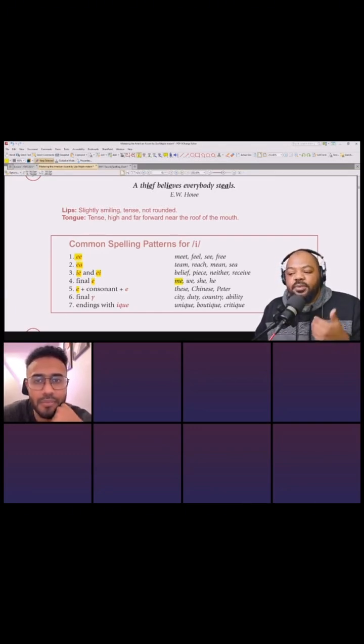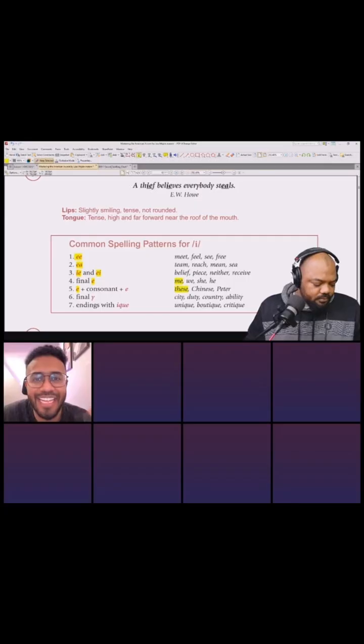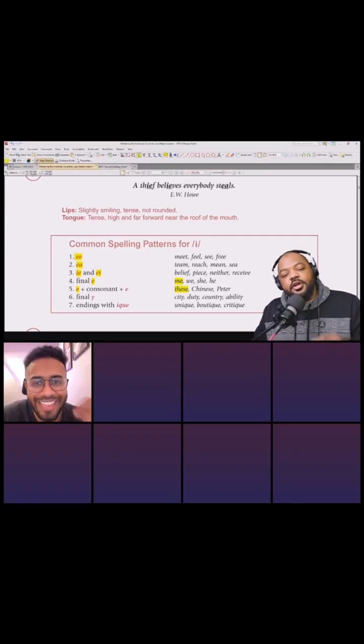Then we have an E plus a consonant plus an E, like, for example, a word like these. Can you say these? These. Very good. So the tongue has to always come in between the teeth for the TH sound. The TH in itself is another lesson.